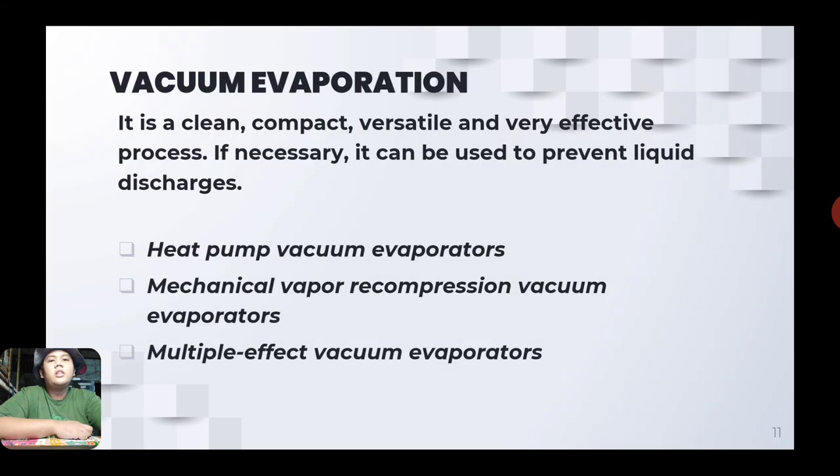Next is the vacuum evaporation, also known as the mechanical method. It is clean, compact, versatile, and a very effective process. If necessary, it can be used to prevent liquid discharges. The range of vacuum evaporators is based on three different types of industrial wastewater treatment equipment, each with its own particular use. The first one is the heat pump vacuum evaporator. Next is the mechanical vapor recompression vacuum evaporator. And the third is the multiple effect vacuum evaporator.